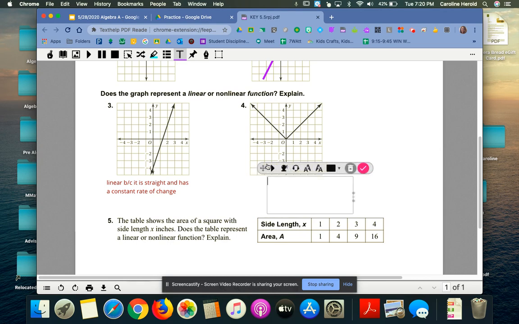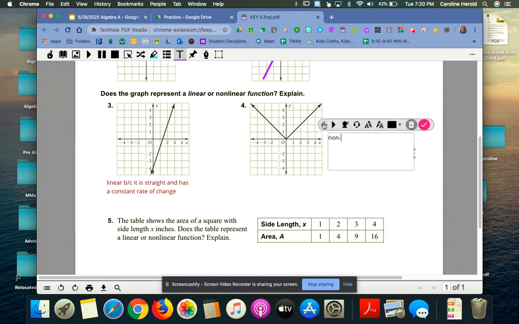And then finally over here, is this one linear? No, non-linear. It's got that bend in it. It really is just kind of a bend. It's not really a curve. And if you look over here, the rate of change on the left is negative, but the rate of change on the right is positive. And the slope or rate of change changes from negative to positive. So definitely not a linear function, not a straight line.